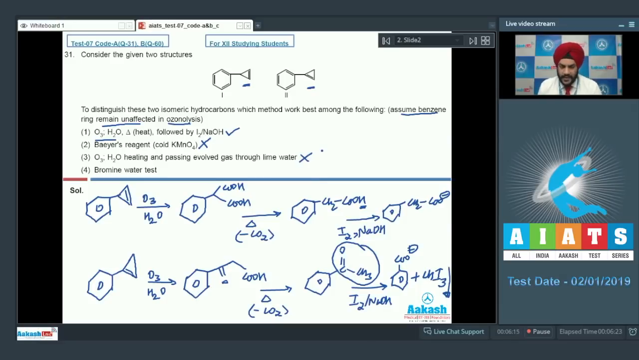Let us look at the fourth option now. In the fourth option, the examiner seems to be interested in the bromine water test. So the bromine water will be decolorized by both of them, as we had seen in the second option. Okay. So students, we have to mark the first option as the correct answer to this question. Let us look at the next question.